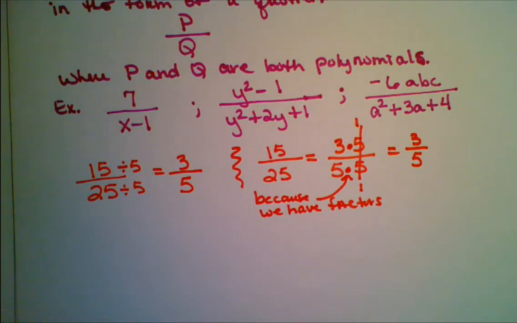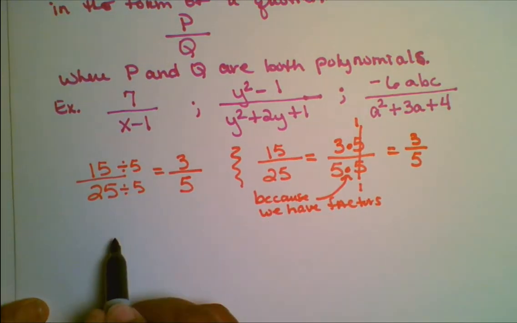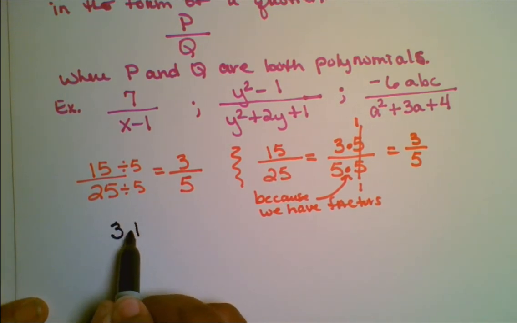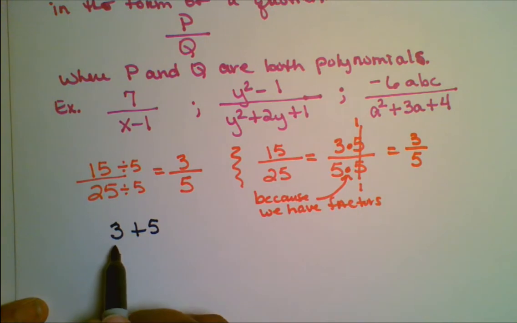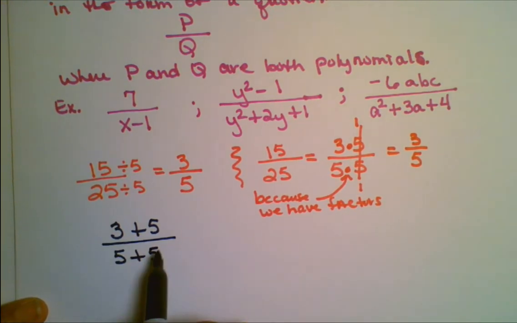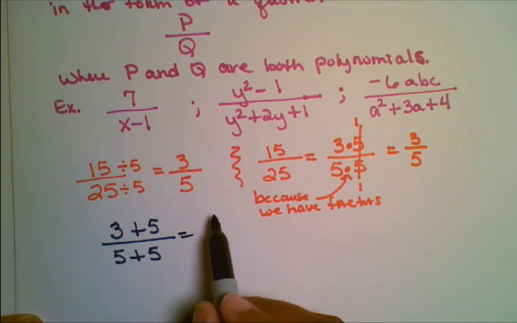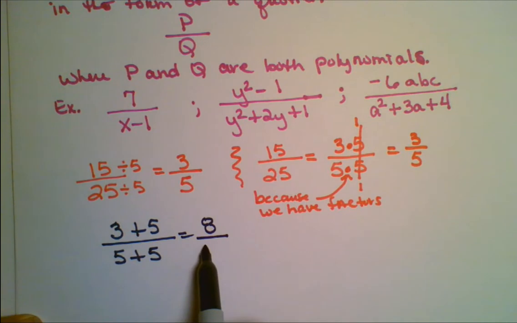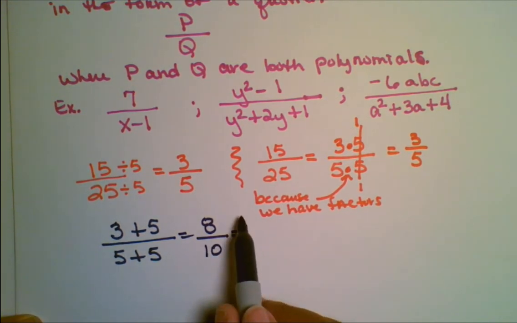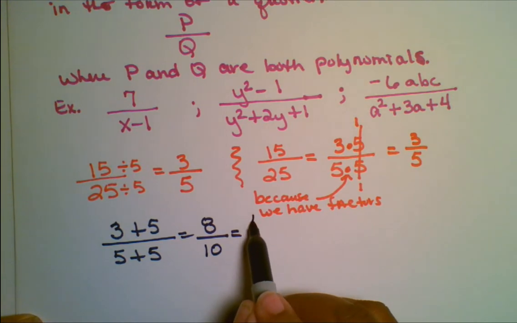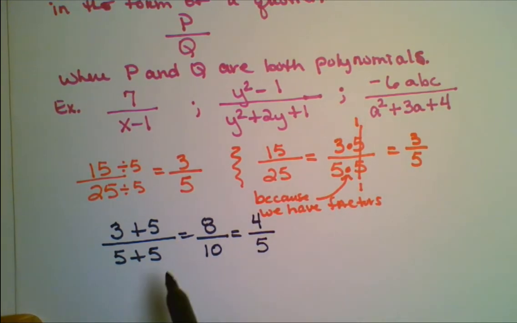If you were given an example such as simplify 3 plus 5 over 5 plus 5, can we divide out the fives? No, we cannot. But what can we do? We can add in the numerator and denominator. In the numerator, we have 8. In the denominator, we have 10. And then we reduce that to 4/5.